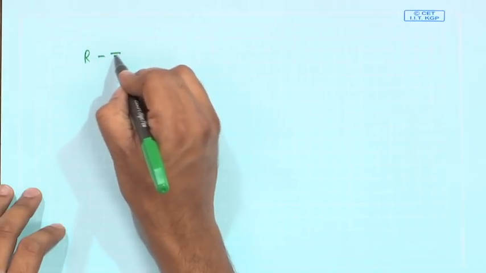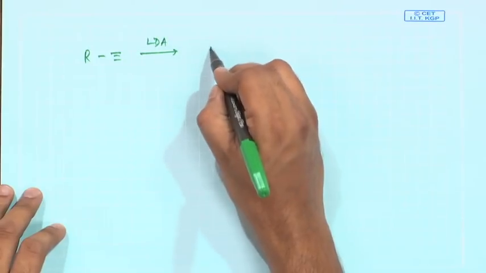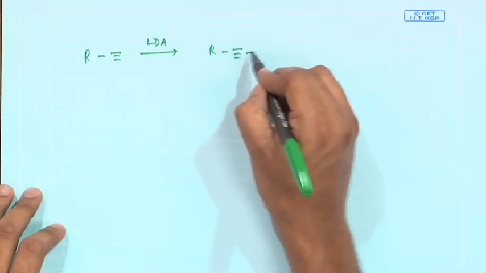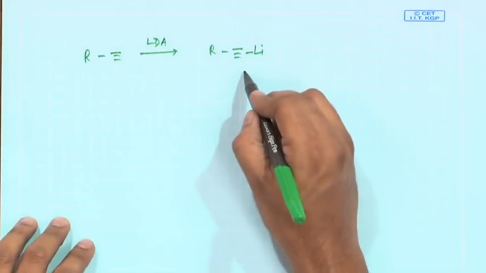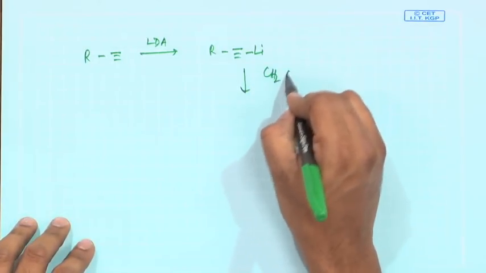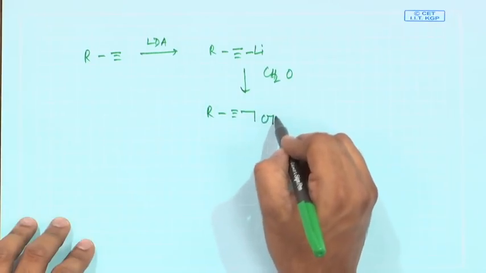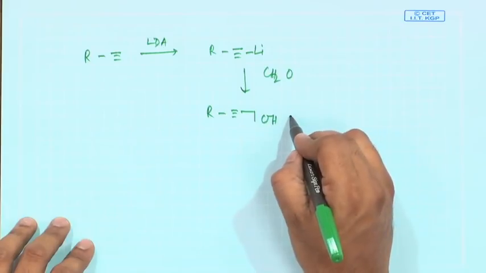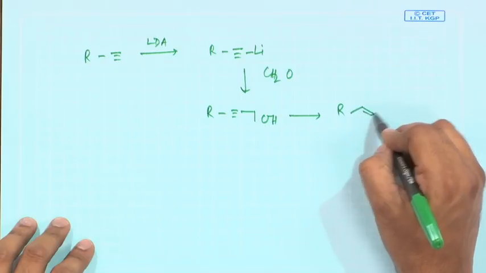What is required from you next is that you have a triple bond compound. You subject it to a base, normally LDA is preferred, and the acidic hydrogen of the triple bond will be removed to give the acetylide. This acetylide you can quench with formaldehyde to get the corresponding propargyl alcohol. The final product which you have seen has this E geometry.